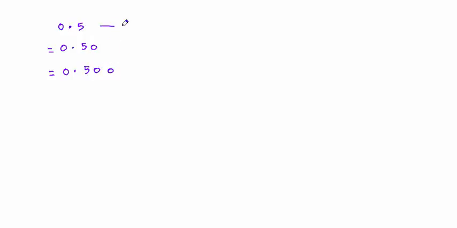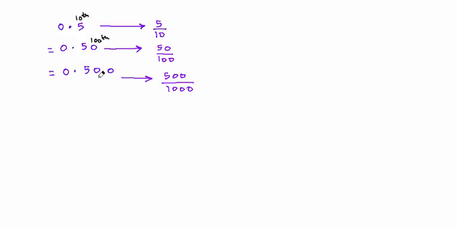If you look at the first one, it's like saying it's 5/10. The first place after the decimal point is called the tenths place. Similarly, this decimal number is equivalent to the fraction 50/100. And this one is equivalent to the fraction 500/1000. The first place after the decimal point, as I already said, is called the tenths place. Then you have the hundredths place, and then you have the thousandths place, and so on.